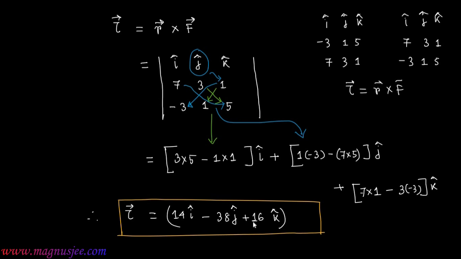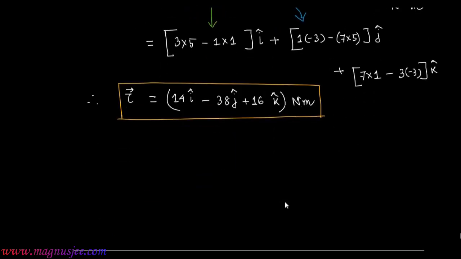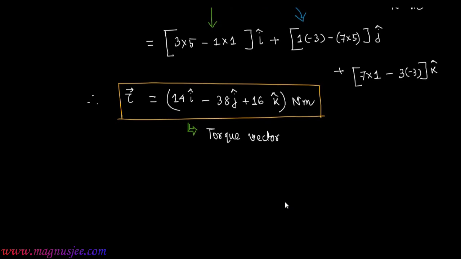We know that vector tau is equal to vector r cross vector F. That's why the unit of torque will be Newton meter. Vector tau is equal to 14 i cap minus 38 j cap plus 16 k cap Newton meter. This is the torque vector acting on the body.